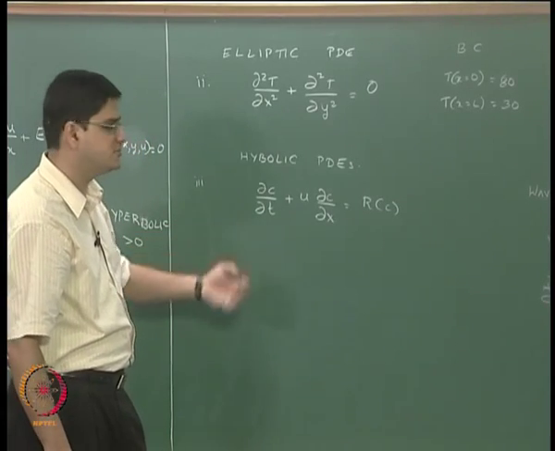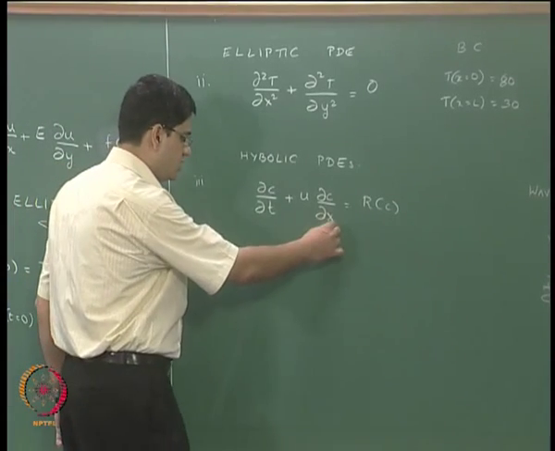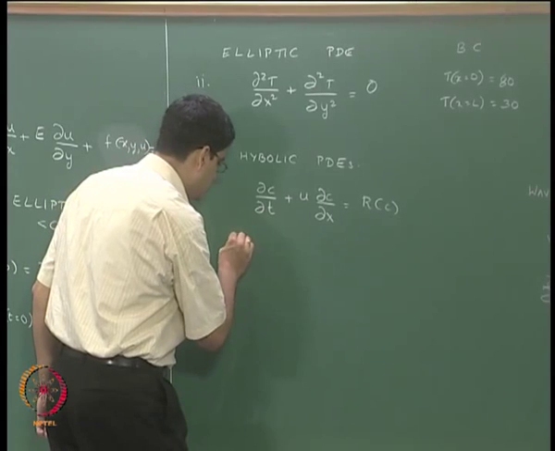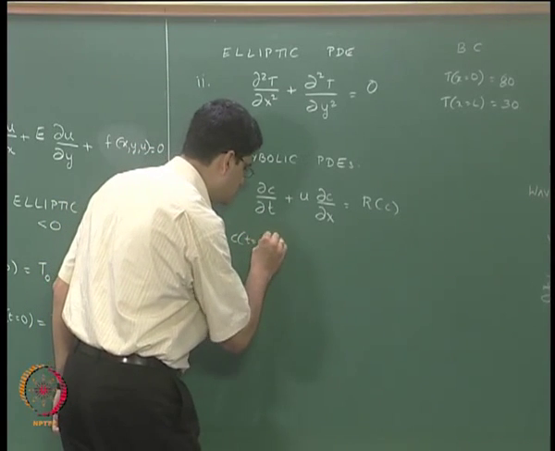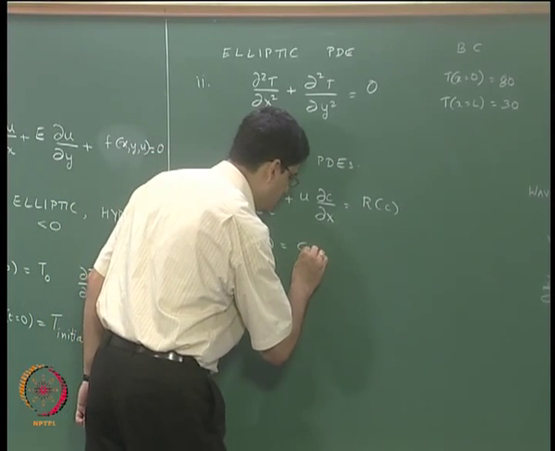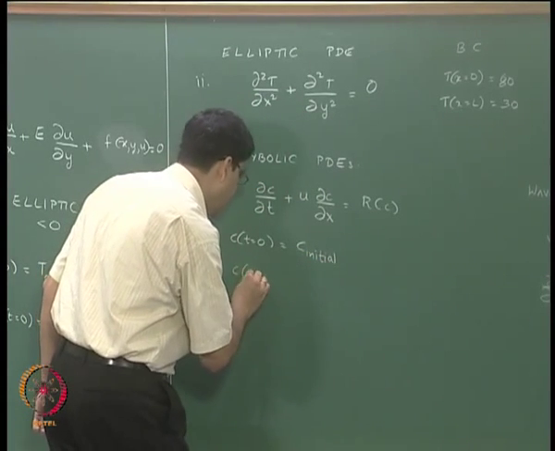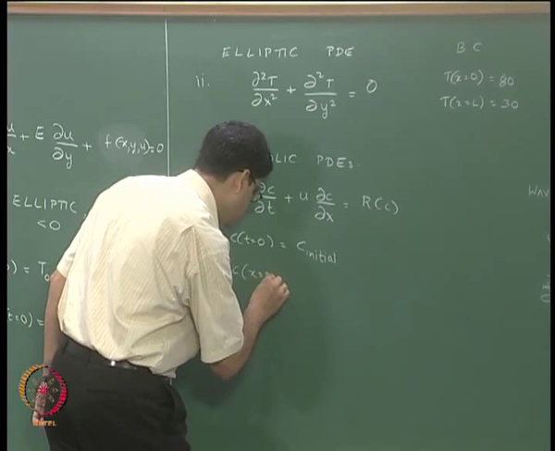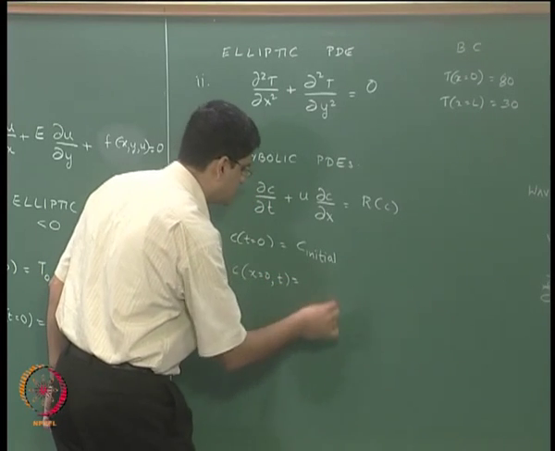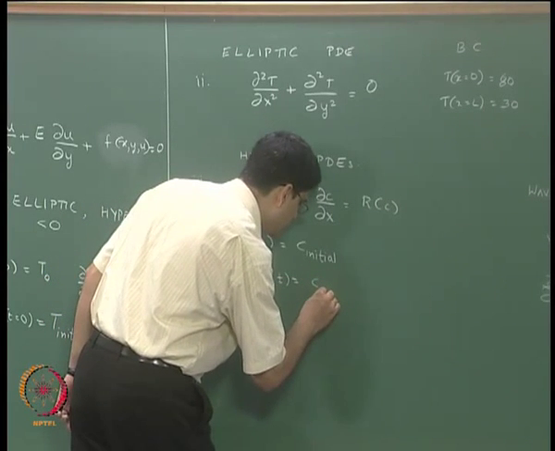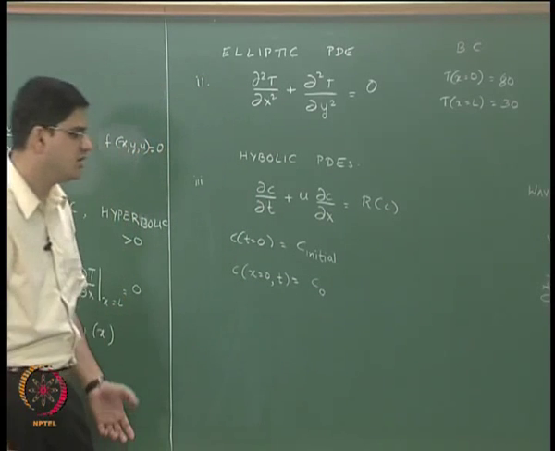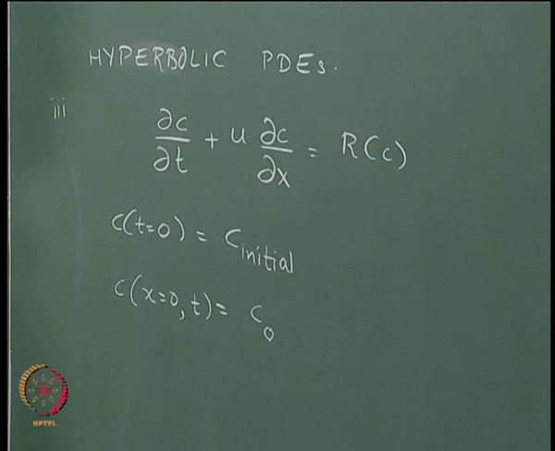and here we will need initial conditions in time t as well as initial conditions in spatial location x. So, C at t equal to 0 is going to be some C initial, okay, and C at x equal to 0 and at all times is going to be C0, which is the concentration at the inlet.